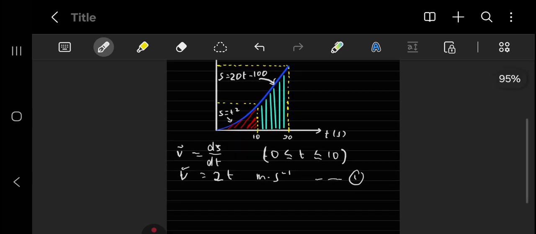Now let us look at the second region. We're still using the same thing, the velocity-time graph from the position-time graph. So what do we have now? Okay, I'm making a mistake. It's starting at 10.